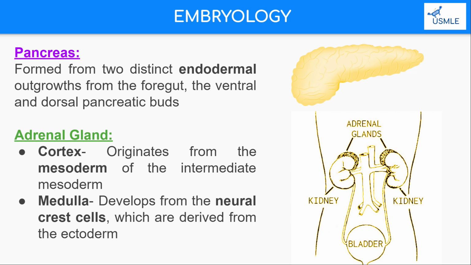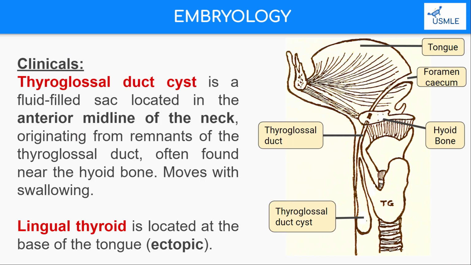The adrenal gland is divided into 2 parts, the cortex and the inner medulla. Cortex originates from the intermediate mesoderm, whereas the medulla develops from the neural crest cells, which are derived from the ectoderm. Some important clinicals relevant to embryology include the thyroglossal duct cyst, which is a fluid-filled sac located in the anterior midline of the neck and moves with swallowing. It originates from the remnants of the thyroglossal duct, often found near the hyoid bone.